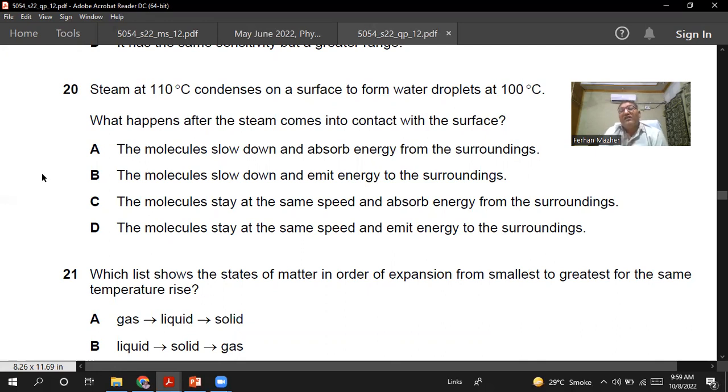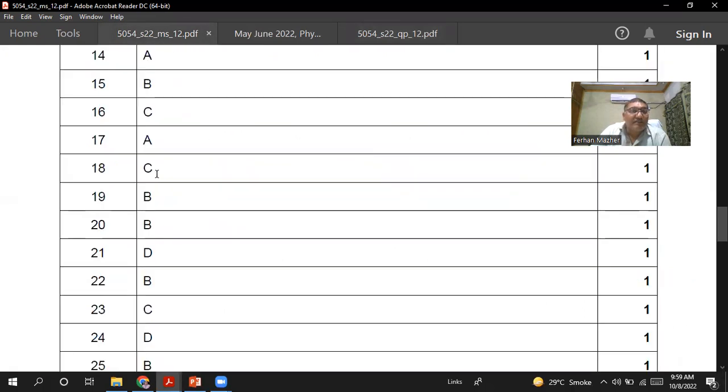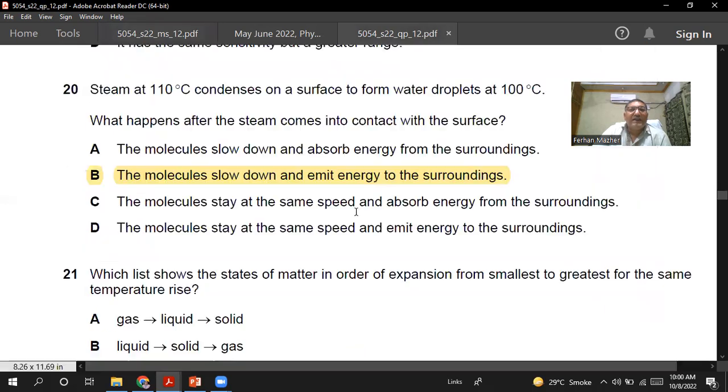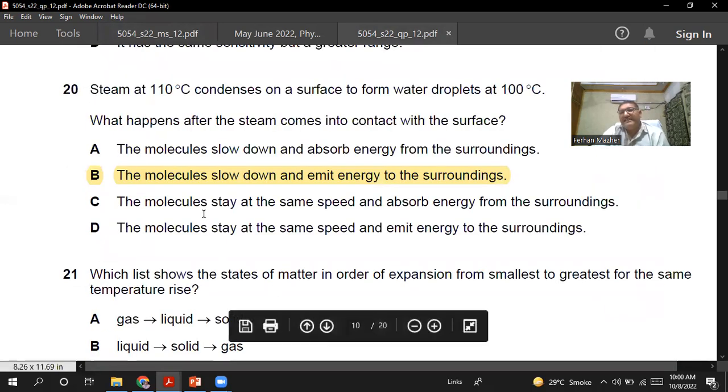No. First of all, their temperature has to decrease from 110 to 100. And when this happens, their kinetic energy will decrease, their speed will decrease. So I think the molecules slow down and emit energy to the surrounding. To me, B looks the best option. Let's check. Question number 20, B is the right answer. Yes, sir. Question number 20, B is the right answer. So B is the right answer.